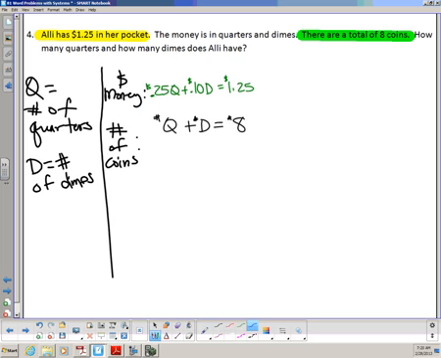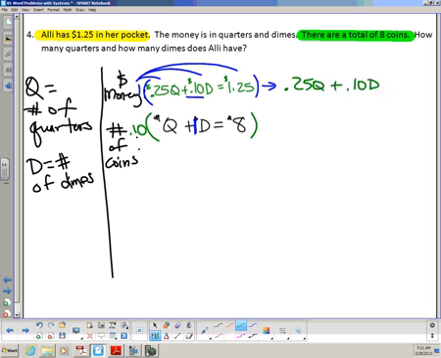So I'm going to eliminate dimes. There's a 1 in front of the D here. There's a 0.10 in front of the D there. So the top equation will get multiplied by the 1. The bottom equation will get multiplied by the 0.10. Now we'll distribute. 1 times the top equation is just the top equation. So we're going to get 0.25Q plus 0.10D is 1.25 again.